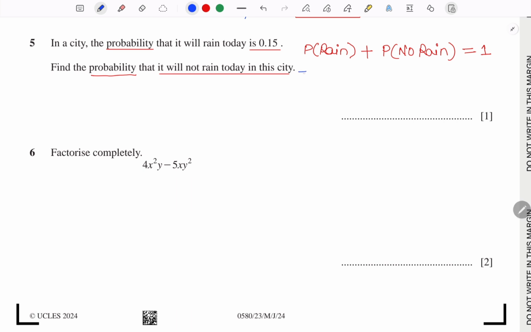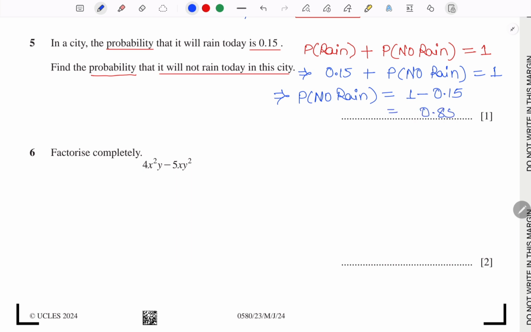So it is given that the probability of rain is 0.15 plus the probability of no rain, which is what we need to find, and the summation is equal to 1. From here, very easily I can calculate that the probability of no rain will be equal to 1 minus 0.15, and it will give me 0.85. So 0.85 is the probability that it will not rain today in the city.